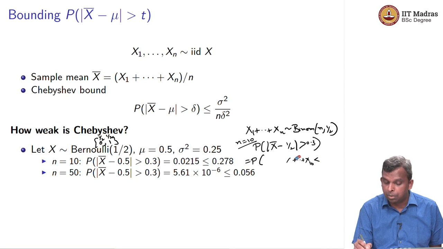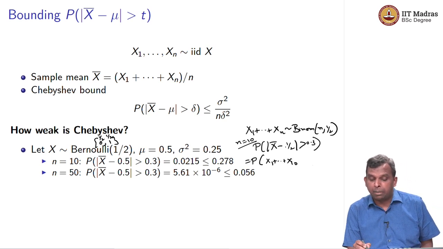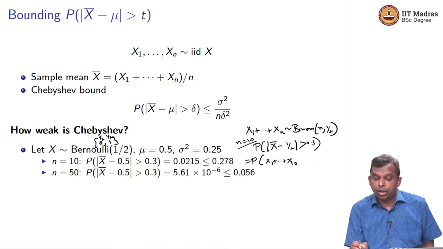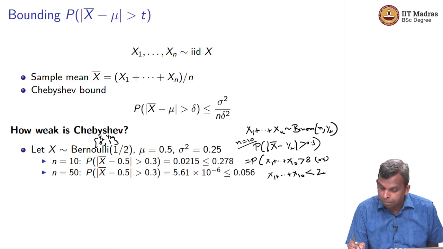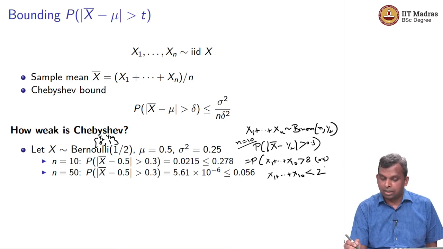So maybe I should write it down a bit differently. There are two ranges here. For x bar minus half to be greater than 0.3, x1 plus x10 could be greater than 8, or x1 plus x10 has to be less than 2, right? Okay, so check this out.